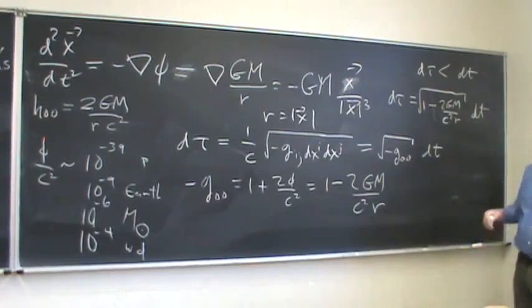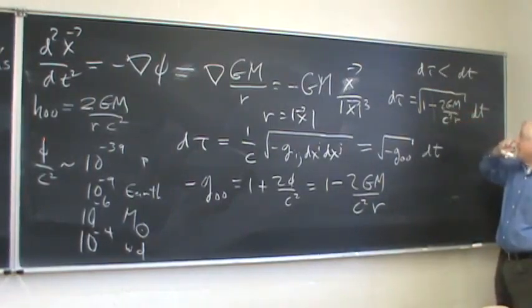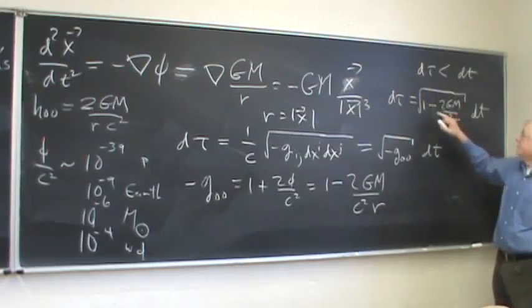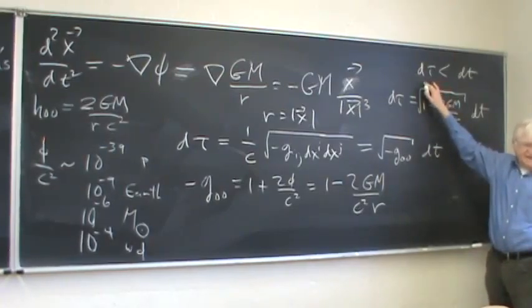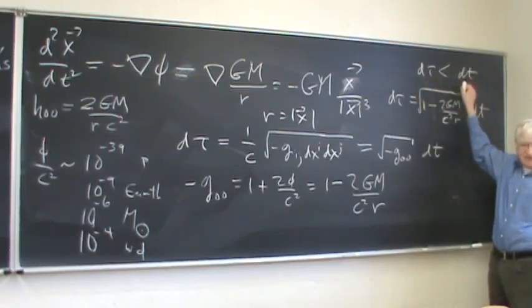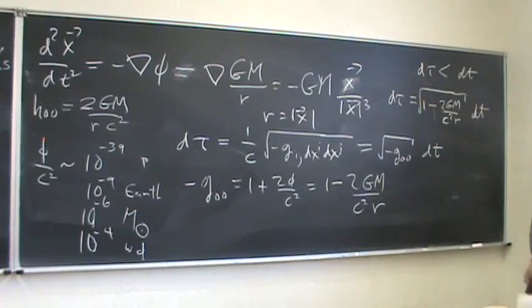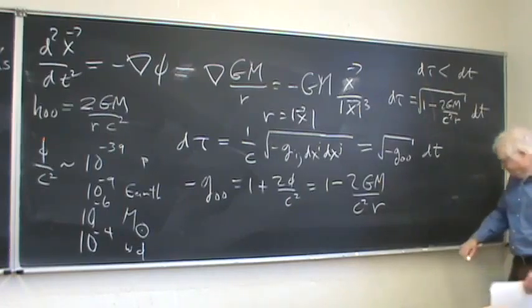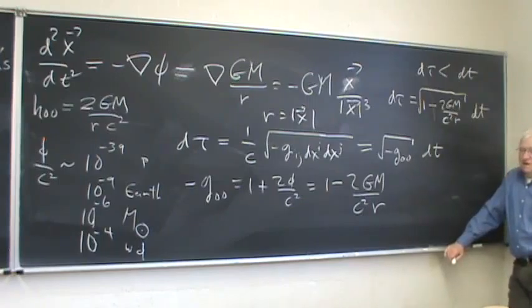And so, in other words, dTau is the proper time for the guy on that planet, and it's much less than the laboratory time here. And this was first verified in an experiment.